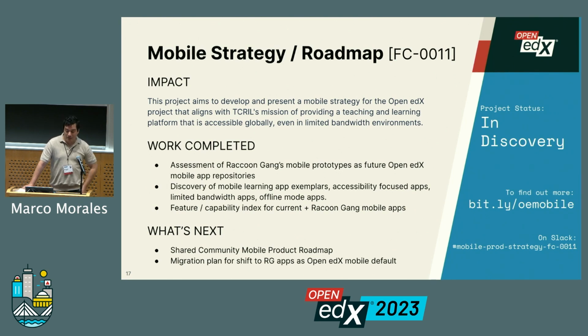So we are assessing a mobile prototype for iOS and Android that Raccoon Gang has built as a potential default for the future for the OpenedX project. There's a lot more we need to do in terms of feature comparison, understanding the community's insights and interests in features or additions to the mobile experiences. So if you're interested, there's more resources available either at the links here or in Confluence. And that's what I have to share for today.